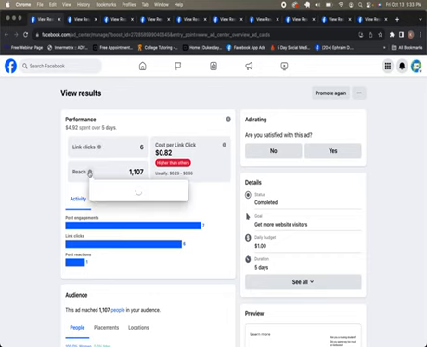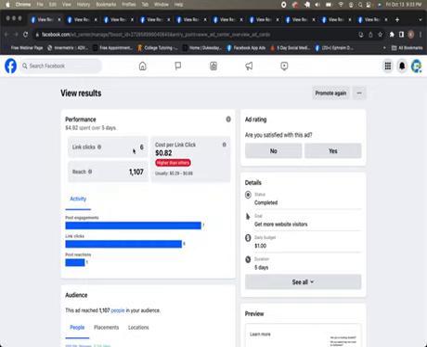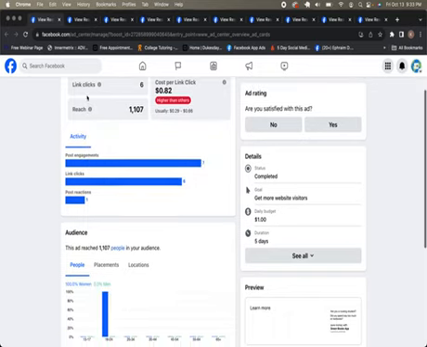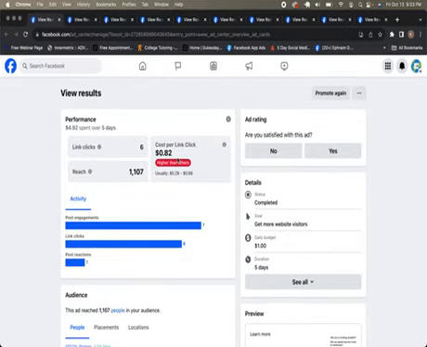1,000 people saw the ad and 6 clicked it. So that's our conversion rate, 1,000, and then 6 people clicked it. At 82 cents, once again, if they purchase at $97, it's great.